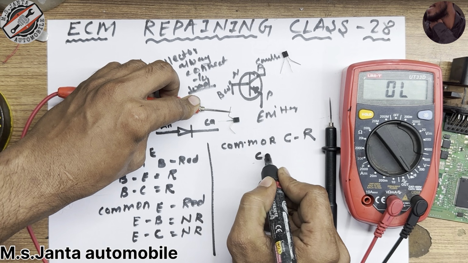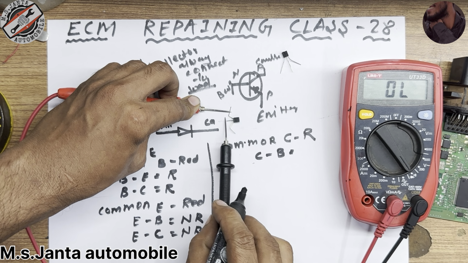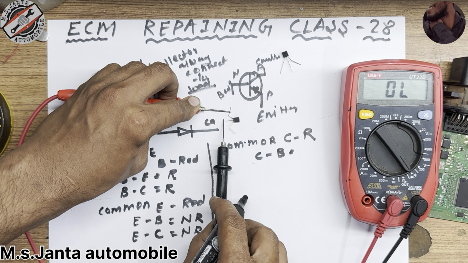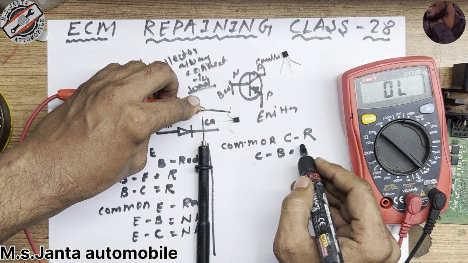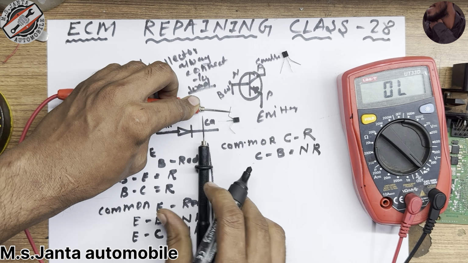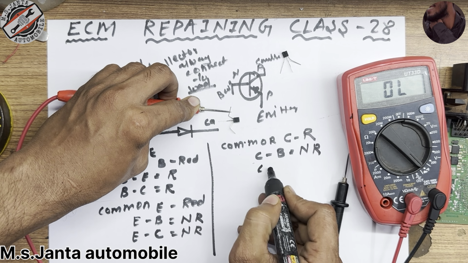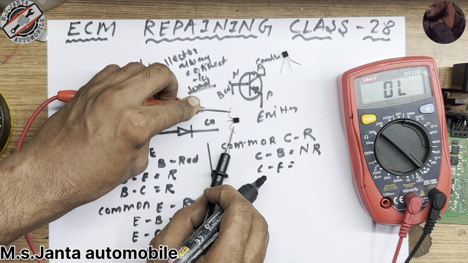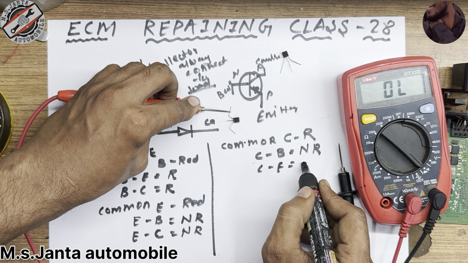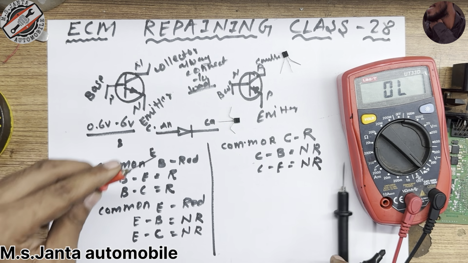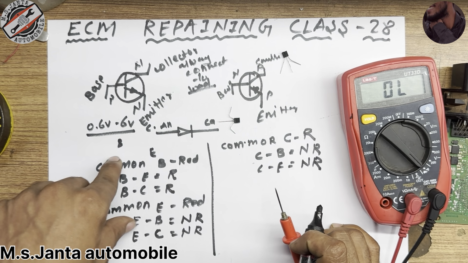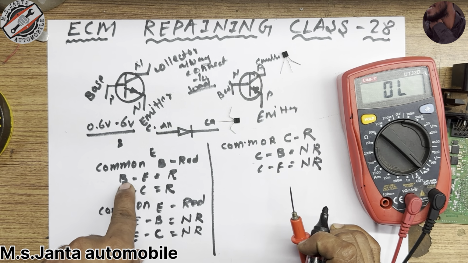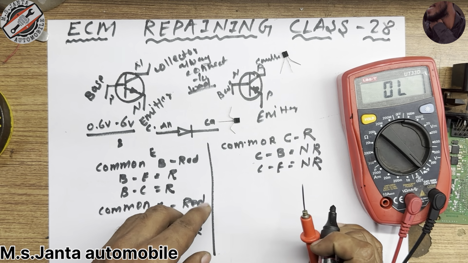C to B, it has no reading, means collector to base there is no reading. So I can say NR. Okay, same as it is here collector to emitter, what happens? When we check the collector to emitter, you can see there is no reading, so it will also be no reading.